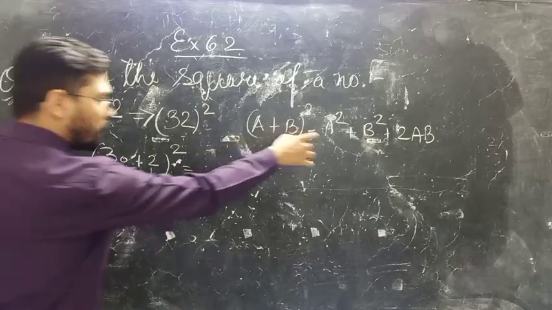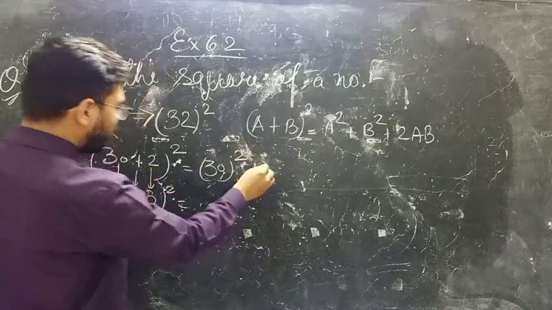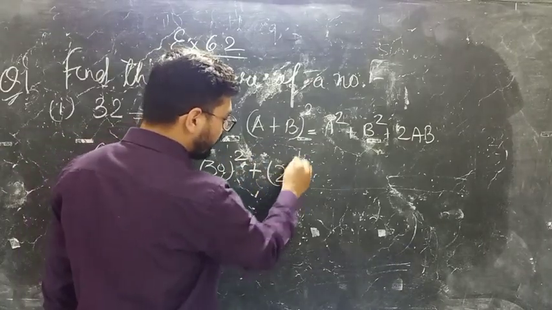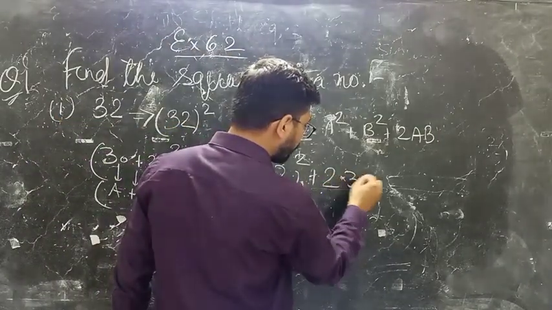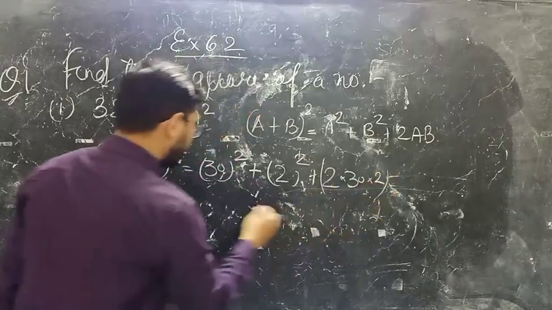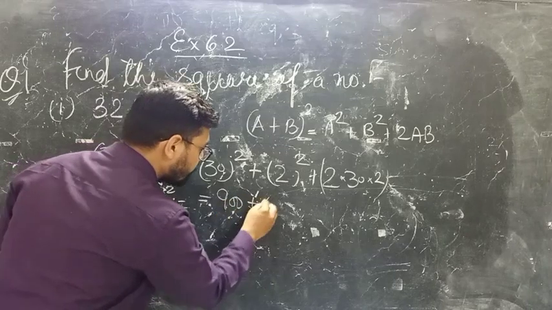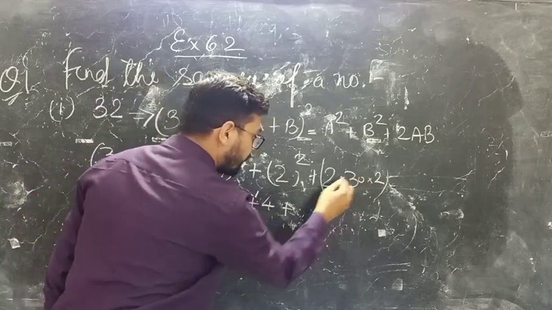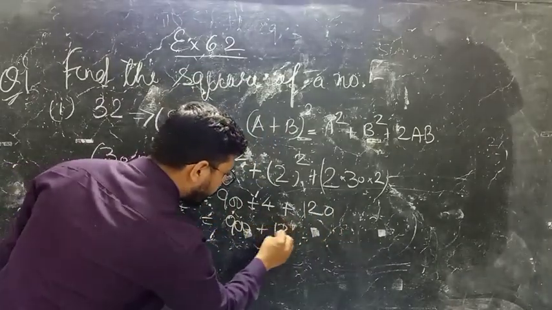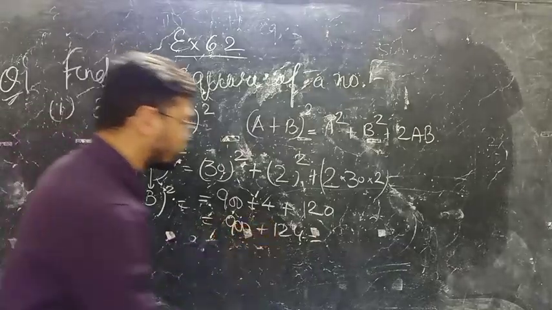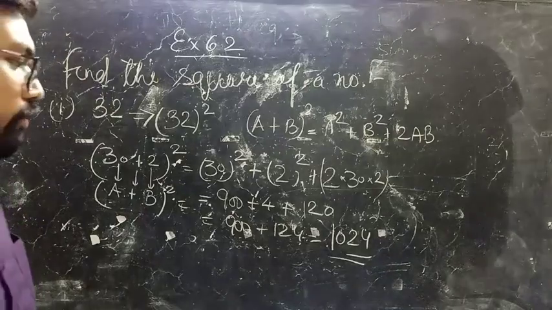Put the formula: a square. What is a? 30. So 30 square. What is b? b is 2. So 2 square. Then 2 into a, which is 30, into b, again 2. So the solution: 30 square is 900, 2 square is 4, and 2 2s are 4 and 4 3s are 12, so 120. So 900 plus 4 plus 120 is 1024. This is your answer.